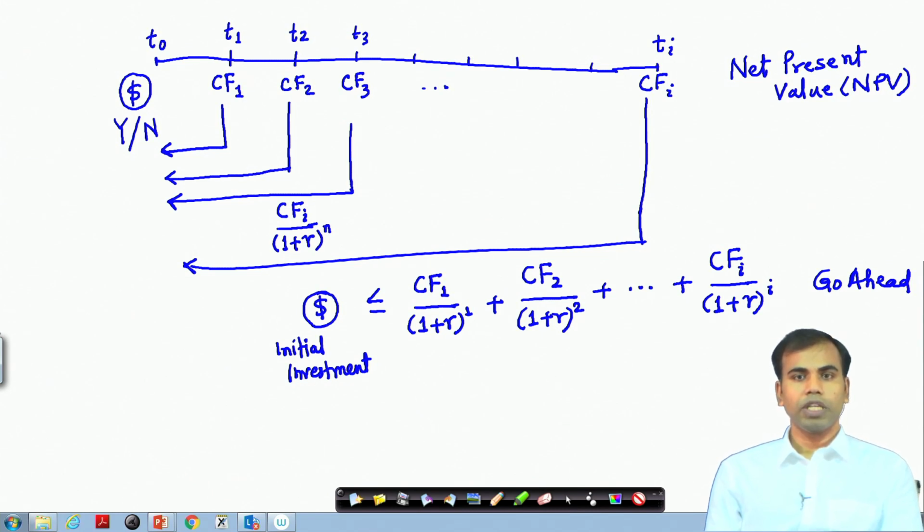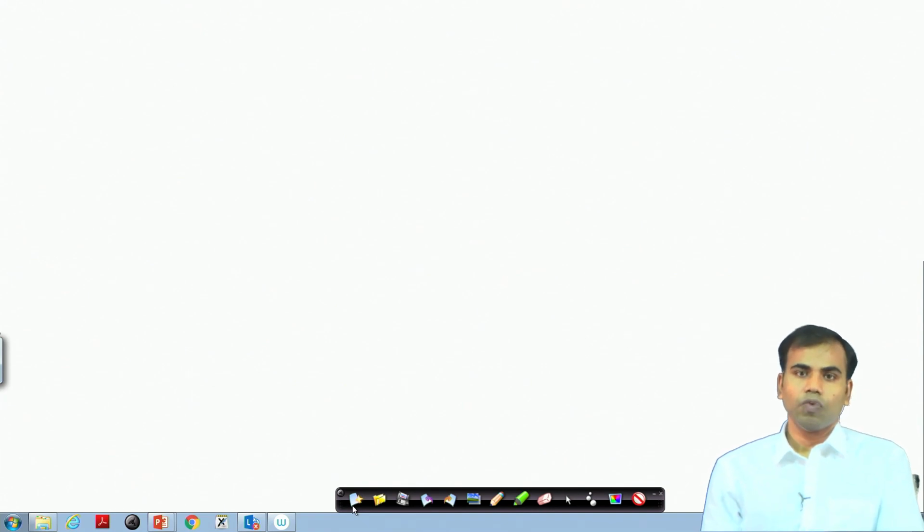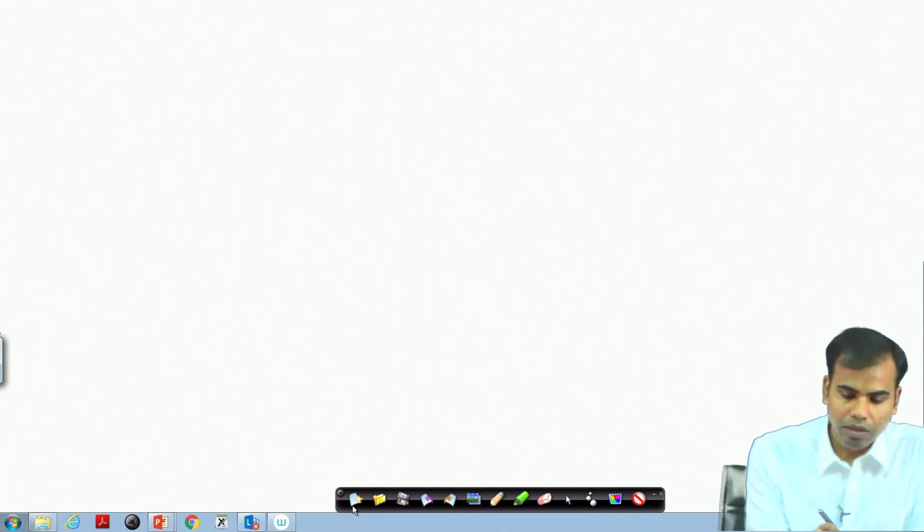So, the behavioral biases might affect the calculation of CF as well as the R, and subsequently this will affect your decision whether to go ahead with the project or not. In a similar yet different example, let me show you a situation where a company is investing in an R&D project, let us say of a new product.